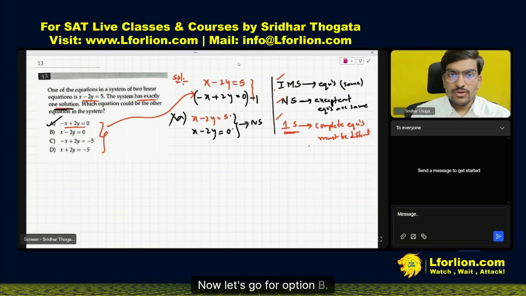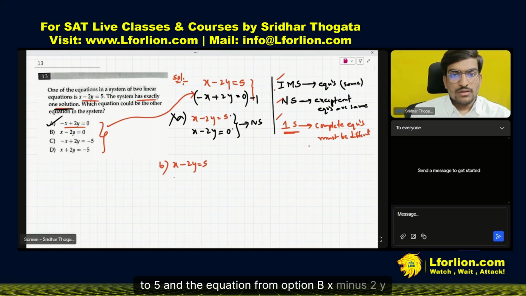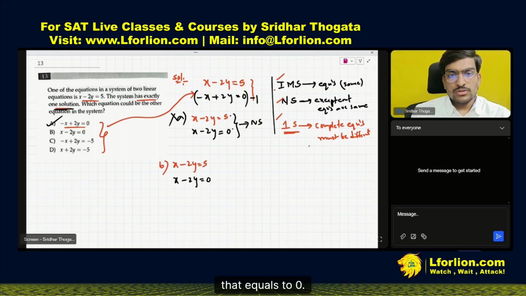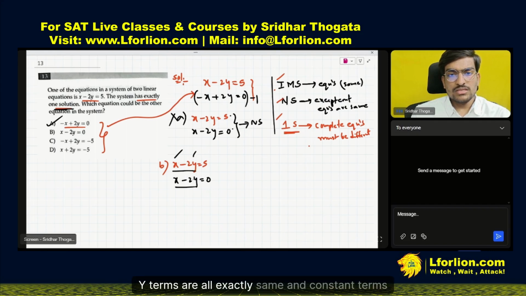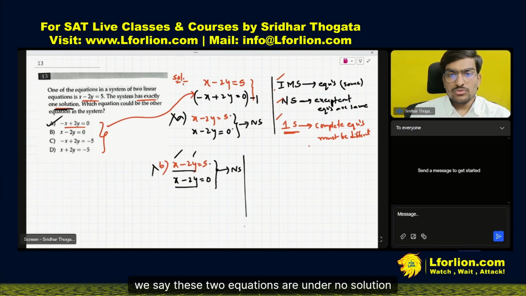Now let's go for option B. So first, the equation we have is x minus 2y equals 5, and the equation from option B is x minus 2y equals 0. So clearly, after looking at these two equations, the x terms and y terms are exactly the same and the constant terms are different, which means this is also not correct, because if that is the case, we say these two equations are under the no solution condition.